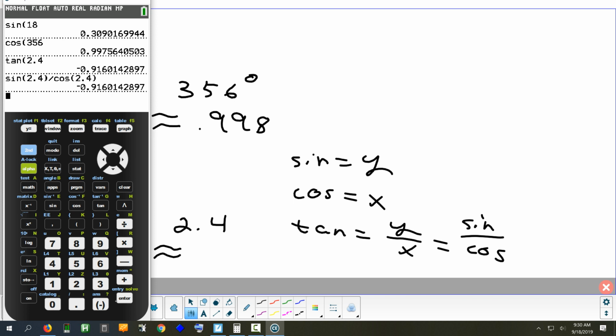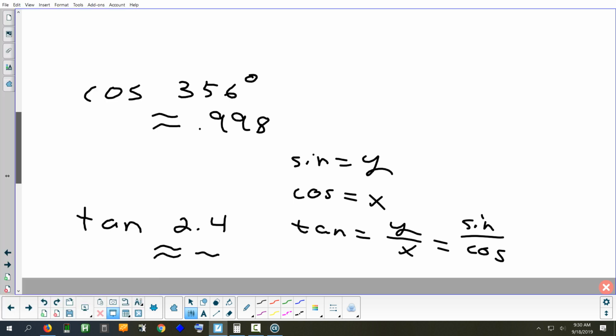How do we switch on our calculators? So you have a button that says DRG at the top. You just press down that. Thank you. So this one is about negative 0.92.